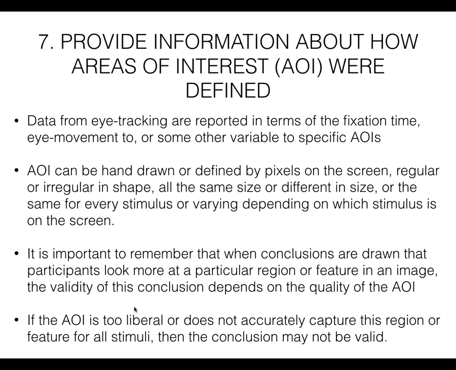When you have an area of interest, make sure you report, in terms of fixation time, eye movement first, eye movement to that area of interest, or whatever variable you're interested in. So dwell time, percentage of time of the total trial time, whatever it is. Talk about how you drew those areas of interest. So were they hand-drawn? Were they predefined in terms of an area of pixels on the screen?